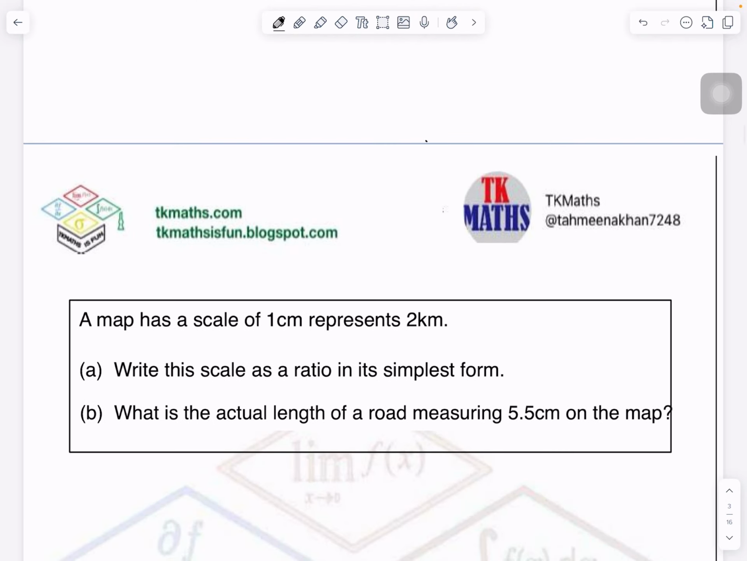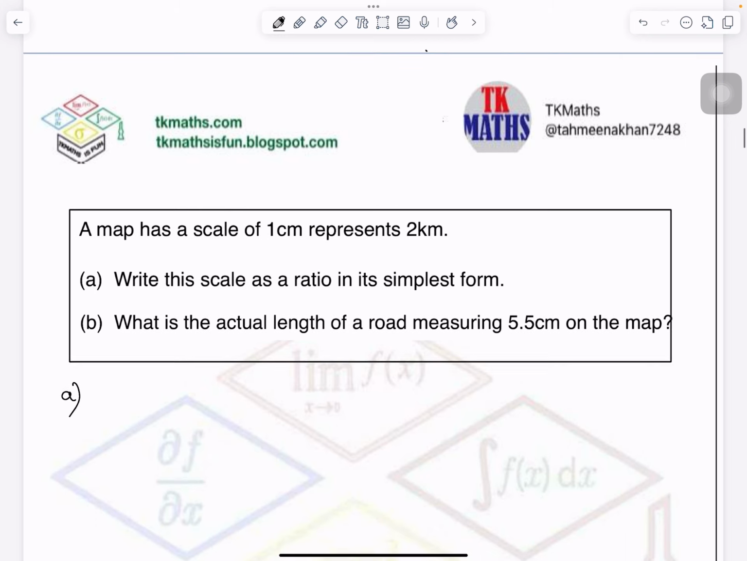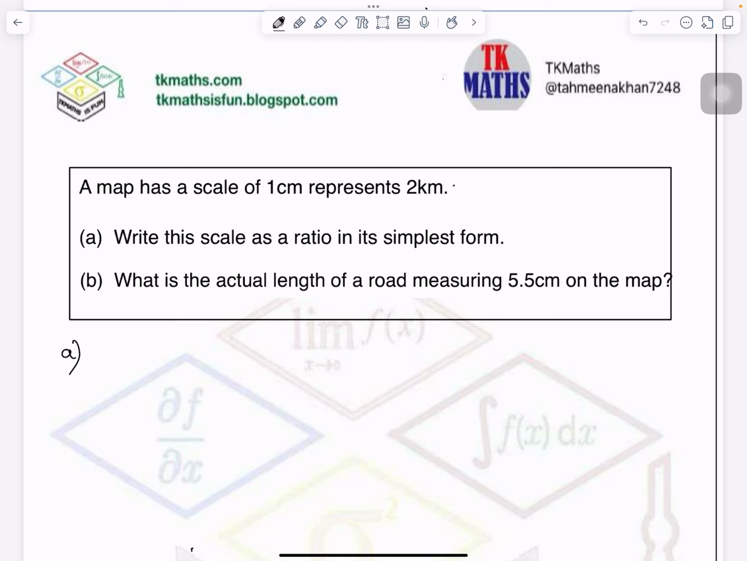Let's solve this question. Now you can put the video on pause and try it yourself. So what scale is given to you in the first line? I prefer to write it like this. I find it easy. Your choice. 1 centimeter is to 2 kilometer. This is given to me. This is the scale. Map and ground.